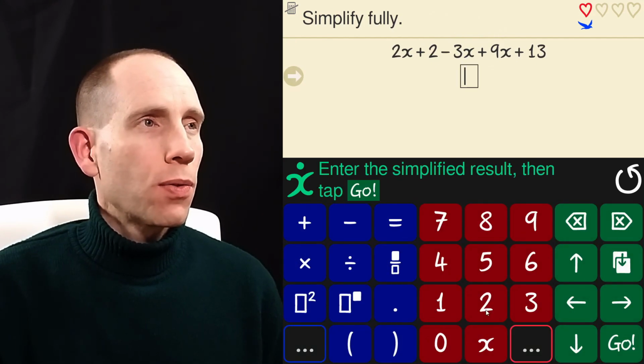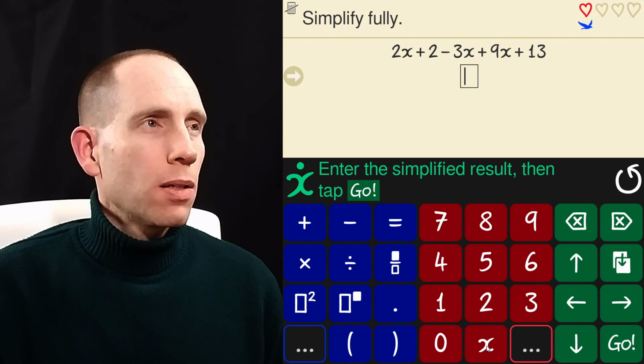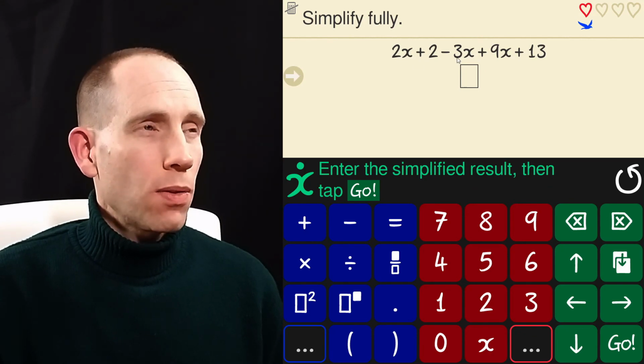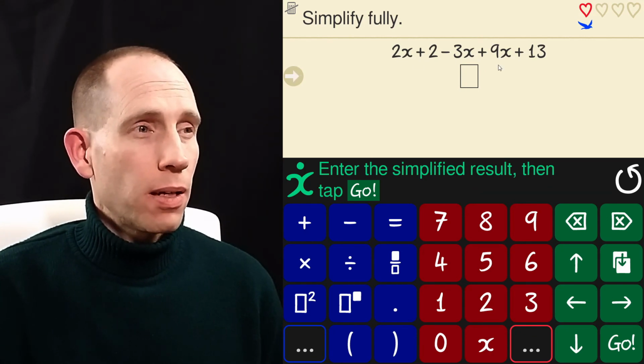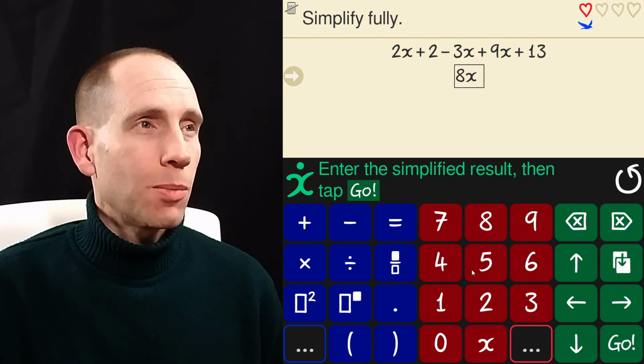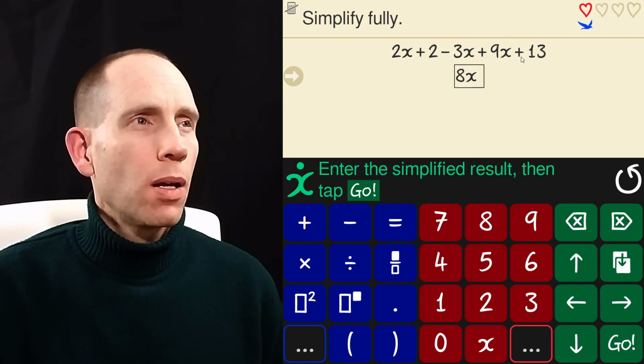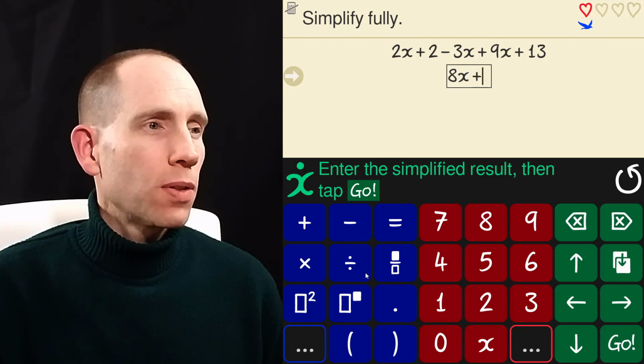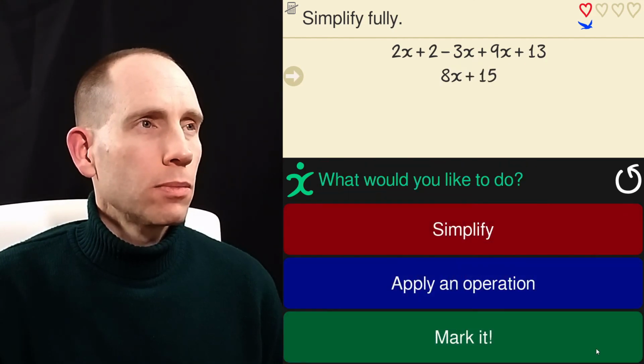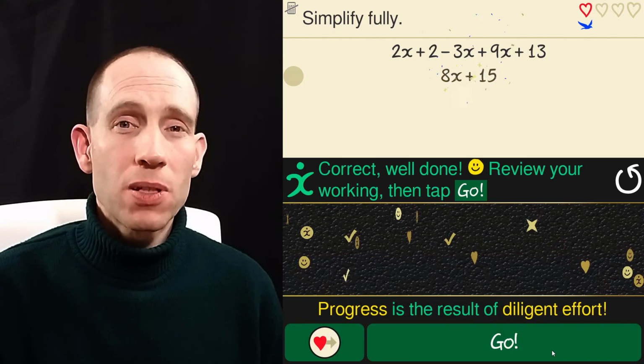Okay, same again, I've got 3 x terms. So plus 2 take away 3 is going to give me minus 1. Plus 9 is going to give me 8x terms. And then I've got a plus 2 plus 13 is plus 15. There we go. So I think I'm starting to get the idea.